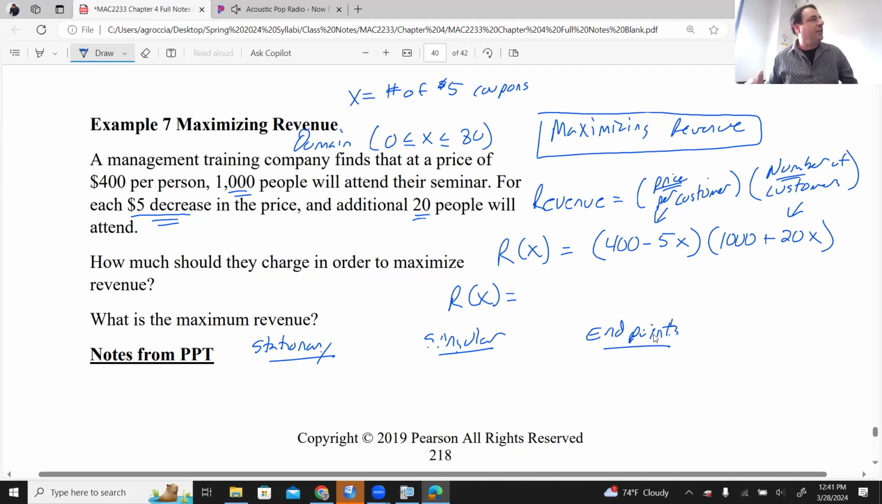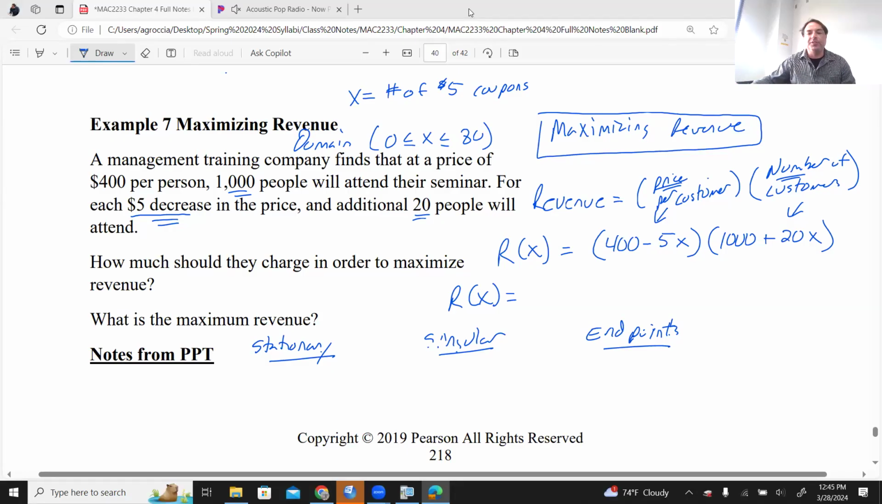But I want to practice the algebra, get the revenue. If your revenue is wrong, everything's going to be wrong. Then do stationary singular endpoints. And at the end of the day, you're going to tell me how many coupons should we do and what will my revenue be with that number of coupons.